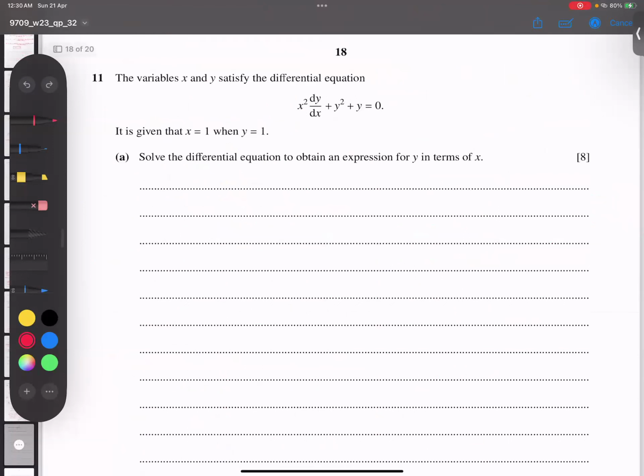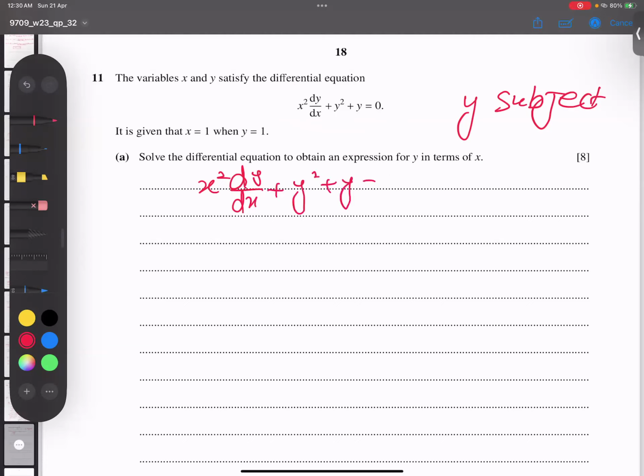Question number 11. What is question number 11 asking for? He said a differential equation is given, and given a condition, we have to make y the subject. Y in terms of x means y is the subject. So job number 1, separation of variables. How can we do it, students?